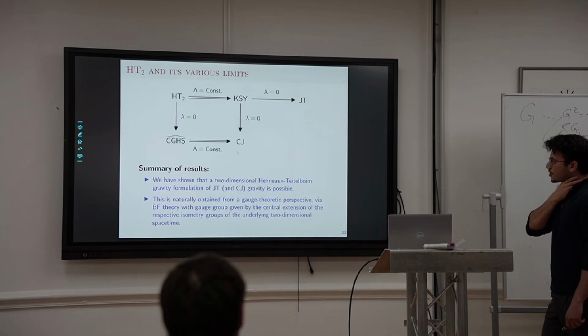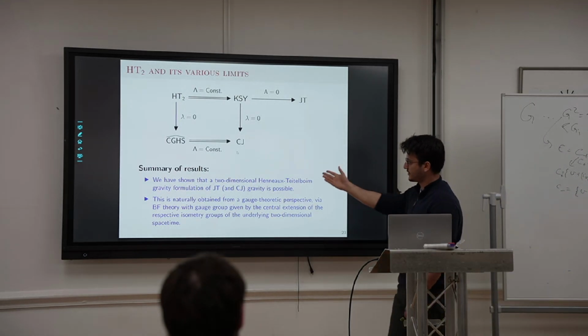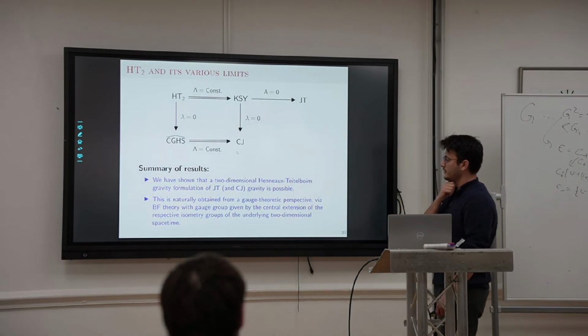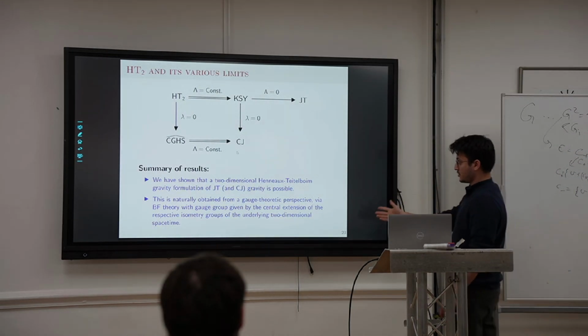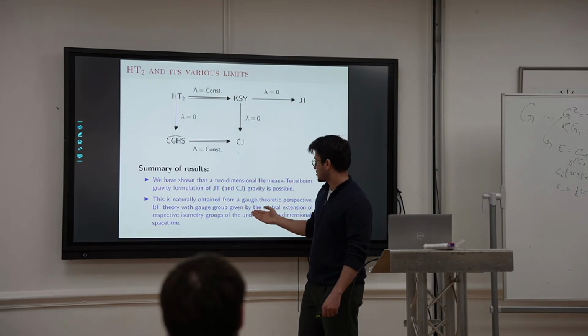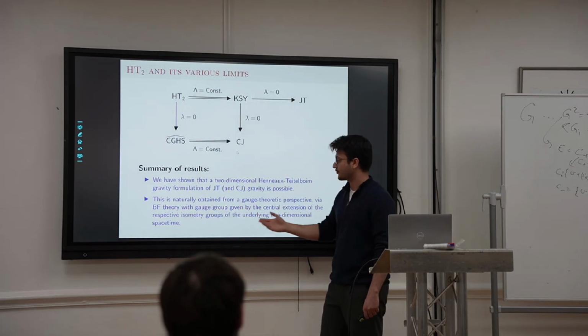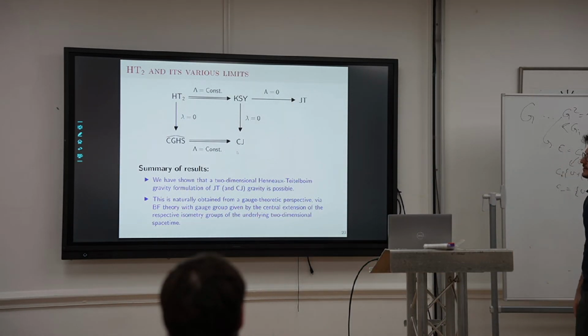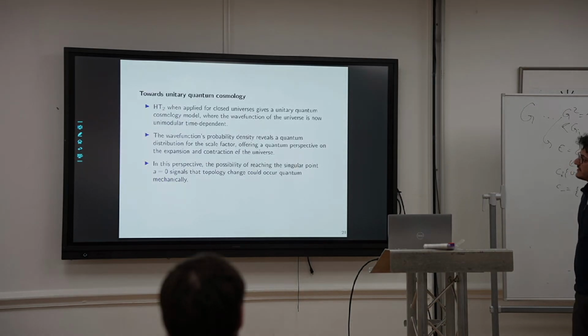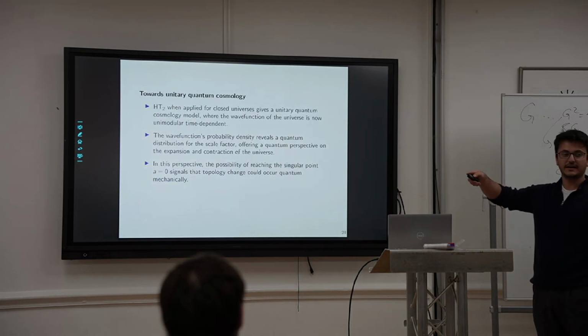So we have shown basically that a two-dimensional Henneaux-Teitelboim gravity formulation of Jackiw-Teitelboim and the Jackiw gravity is possible. And the most important thing is that this comes from a BF theory, from the underlying algebra and gauge symmetries and so on. This is basically the second part of the paper, but I don't have time to explain that.